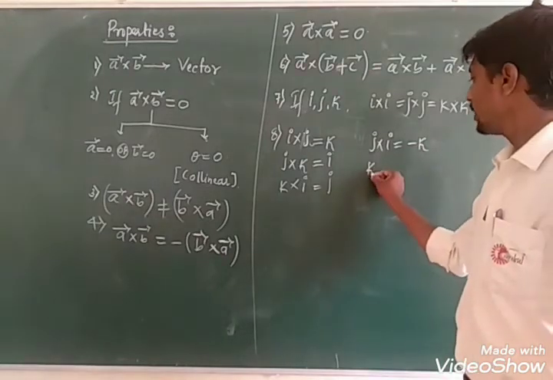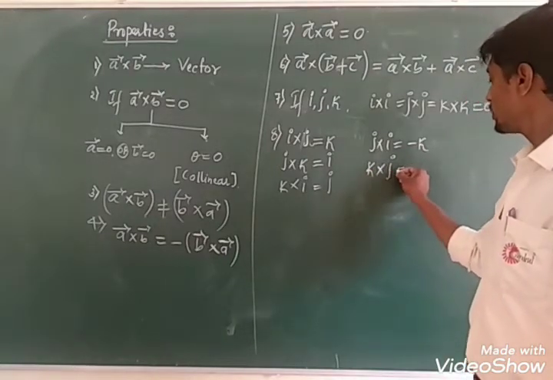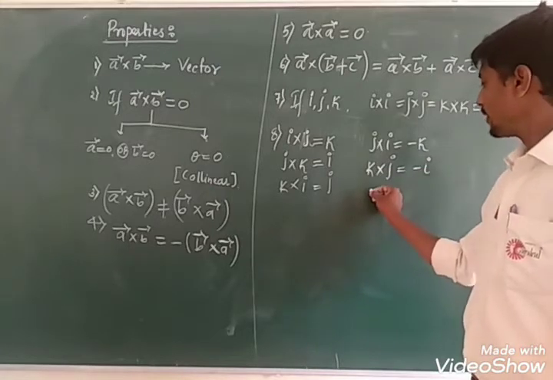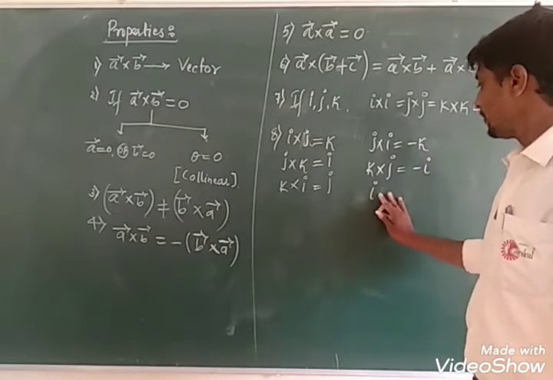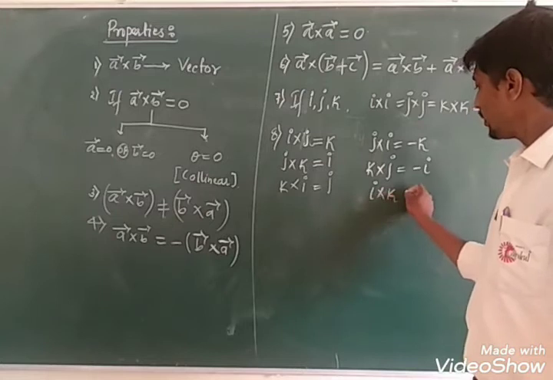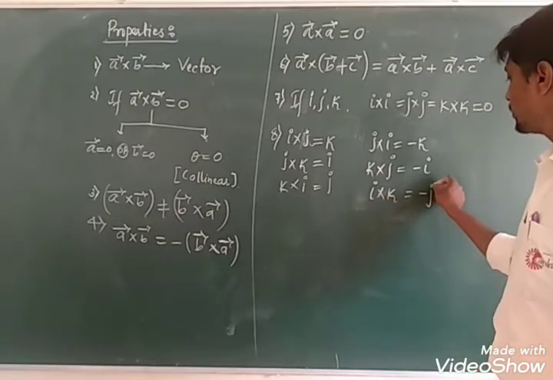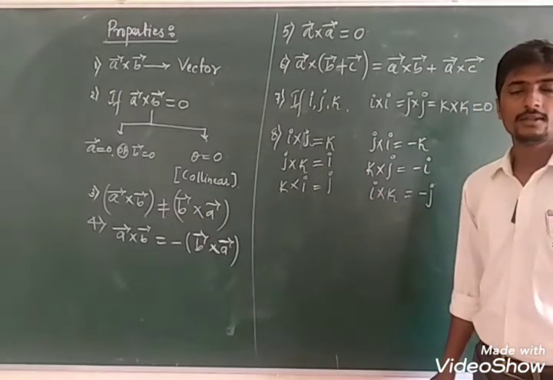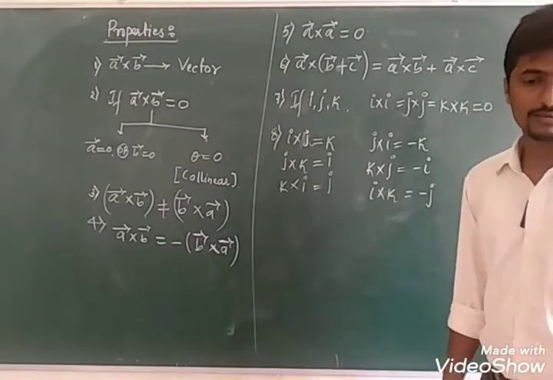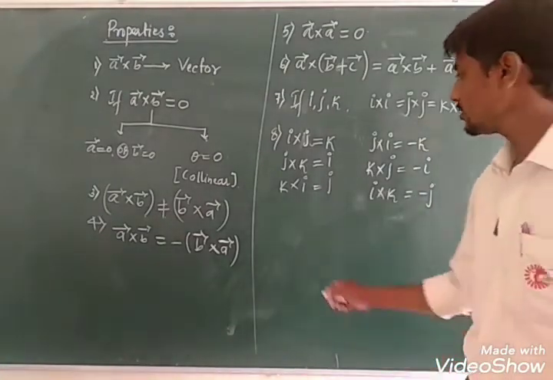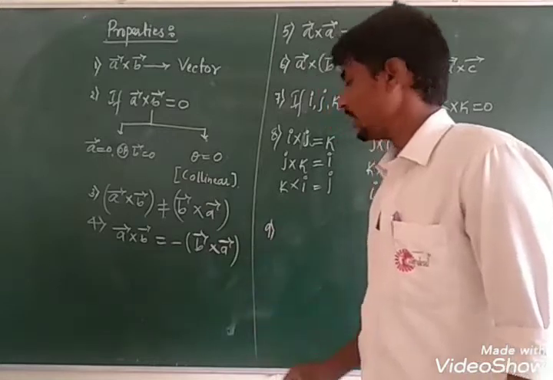If I consider K cross J, it will be minus I. If I consider I cross K, it will be minus J. Okay, so these are some properties we have, and another thing is the angle.